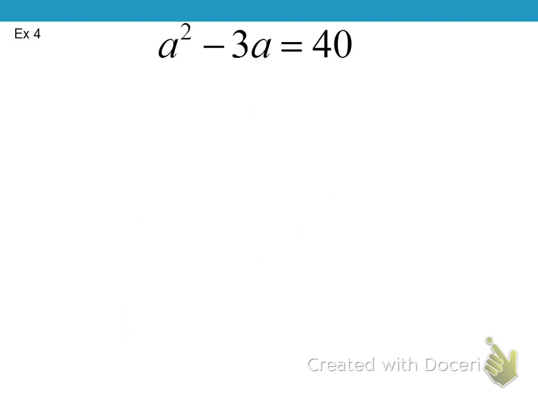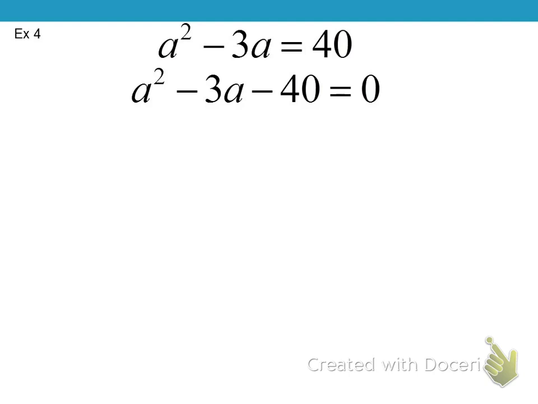All right, here's number 4. Now, this one is a little harder because none of those steps are done. It's not equal to 0. It's not factored. I pretty much have to start from the beginning. Yeah, you want to get everything to one side of the equal sign so that the other one is a 0. So we're going to make the right side equal to 0. We're going to do that by subtracting 40 from both sides.